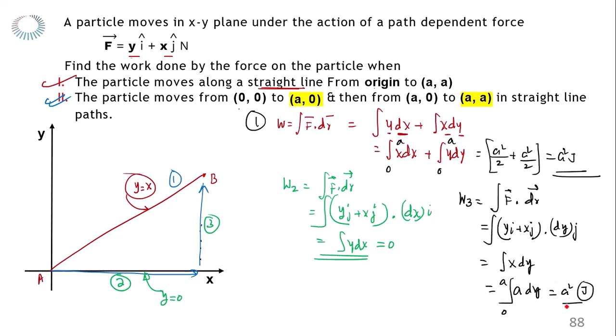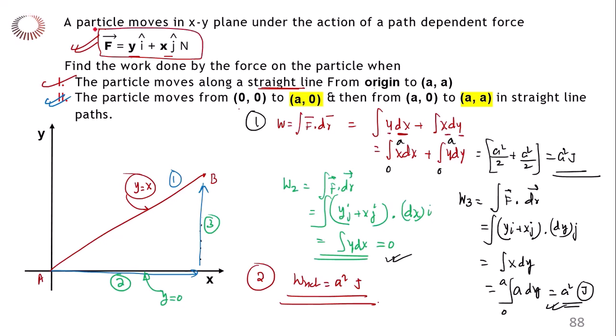So the total work done along path number 2 plus 3 is one part giving 0 work, and another part giving a squared joule of work. So W net for the entire path should be equal to a squared joule. That means you are not getting the same answer for both parts. What I can conclude is that the force acting on the particle is the same, but the work done depends on which path I am moving along.